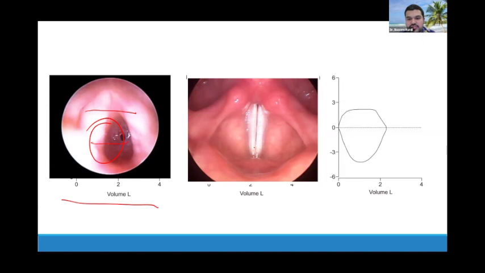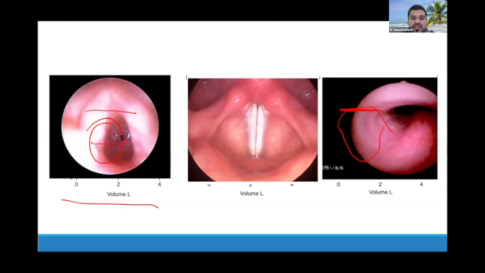Now, the last example: what if there's no problem with inhalation, but when I'm trying to exhale, I get a flat line? What happened there? Something blocked me on my exhalation. And again, like I said, classically, this is an intrathoracic obstruction. When you have an intrathoracic obstruction on exhalation, something collapsed in the airways. And the classical example in pediatrics is actually tracheomalacia.